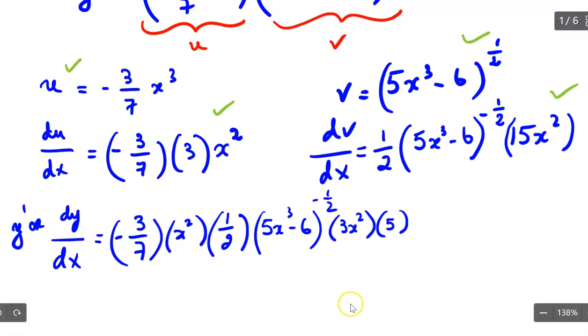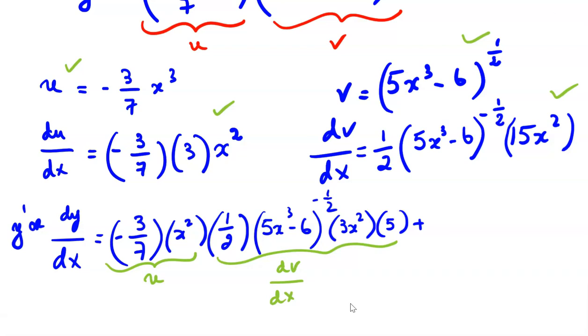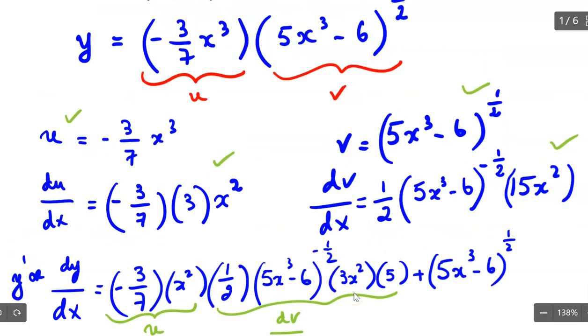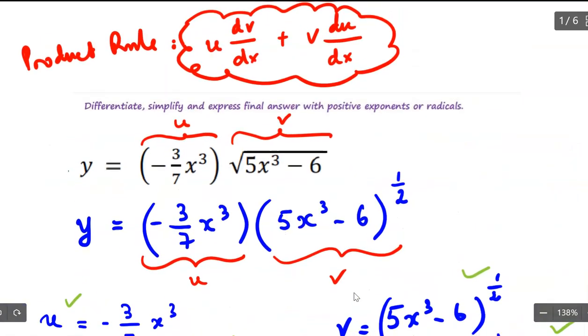So this is your first expression here. This one will be my u. I'm going to label this: this is u, and this is dv over dx. Now I'm adding that with v, which is 5x cubed minus 6 raised to the exponent a half. And then I multiply by du over dx.